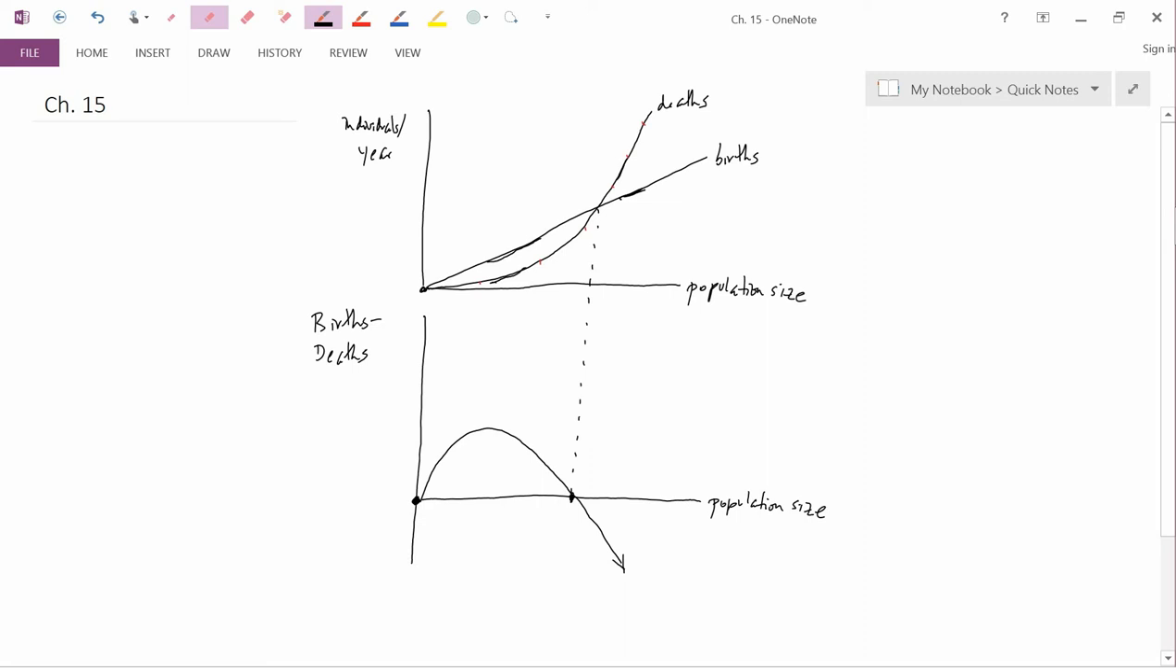In the simplest case that biologists think about, the births line in the top graph is a straight line, is linear, and the deaths line is a parabola. And if that's the case, then the bottom graph would be exactly a parabola. But for our purposes, it doesn't really matter whether it's exactly a parabola or not. There's an important interpretation of this point here. I'm going to give it some arbitrary numbers just to make things a bit more concrete. So suppose this is a population size of 120.